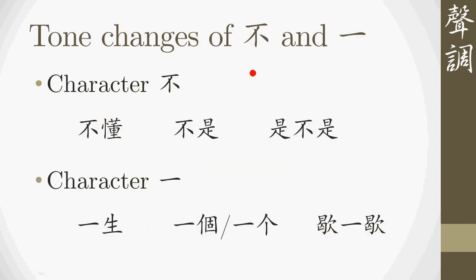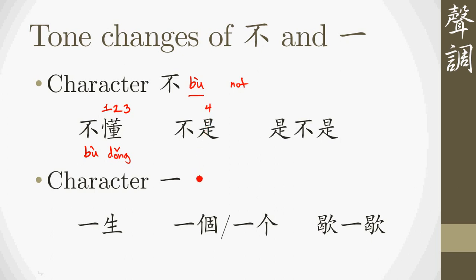Next, we have two characters that specifically have some tone changes. The first one is 不, which means not. And it's used anytime you want to negate anything. First we have 不懂. In this case, we write it with fourth tone as I have written up here. No change. In fact, there is no change when 不 precedes a first tone, second tone, or third tone. There is only a change when 不 precedes fourth tone.